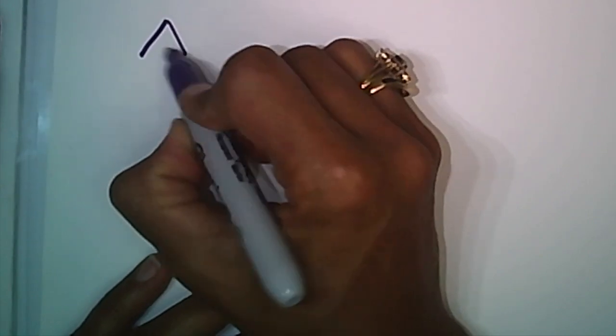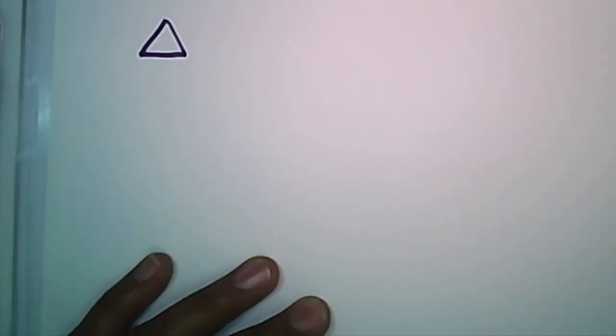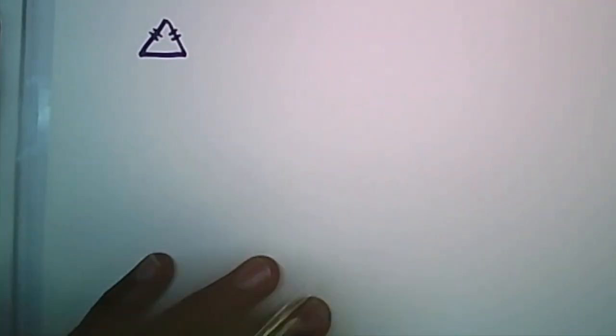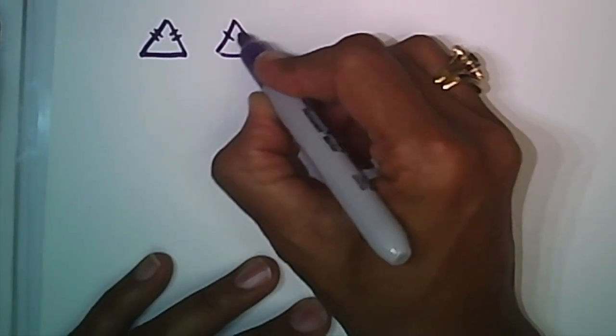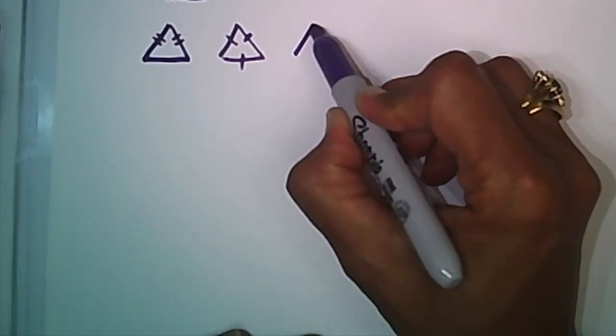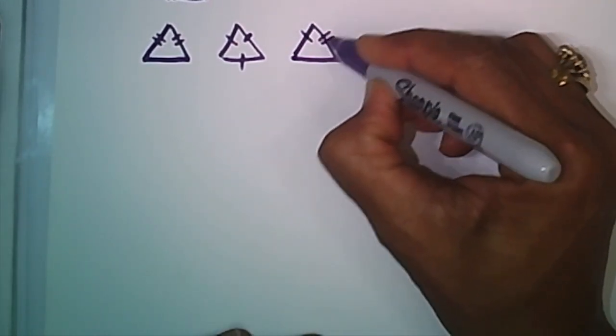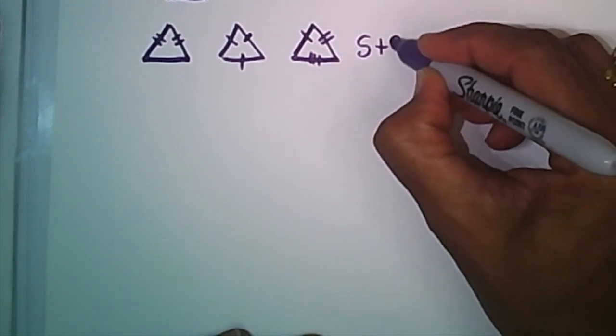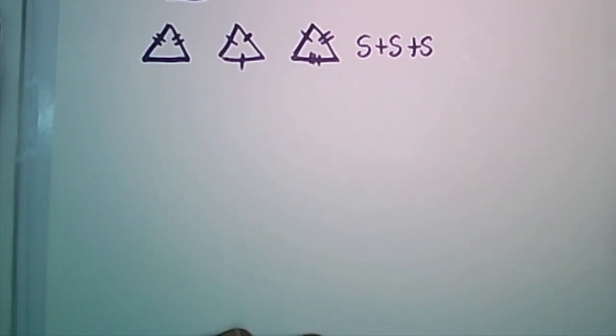In the case of a triangle, unless you have a special triangle, like an isosceles triangle or maybe an equilateral triangle, you are pretty much just adding up all the different sides. So you're going to say side plus side plus side, in case they're all different, for the perimeter of your triangle.